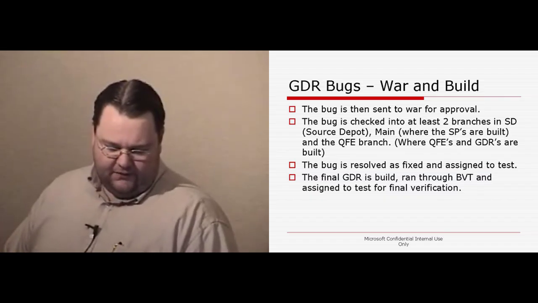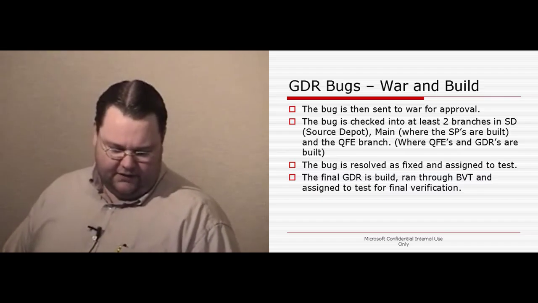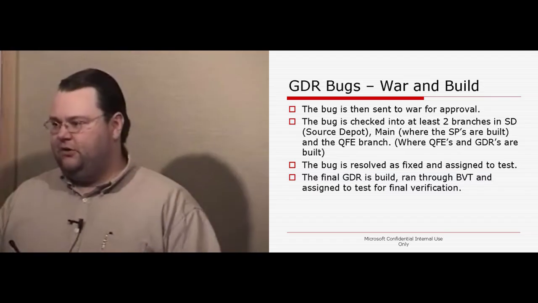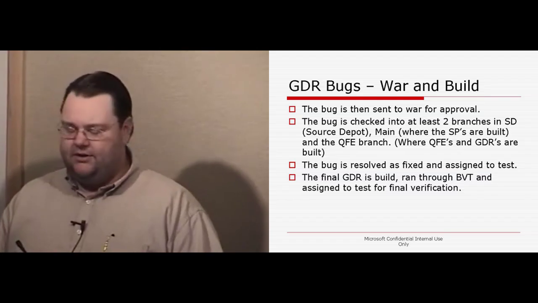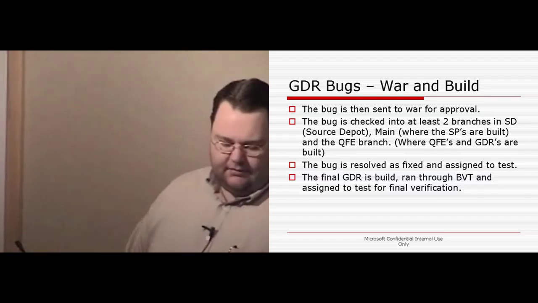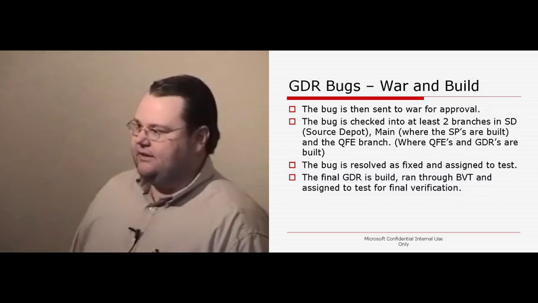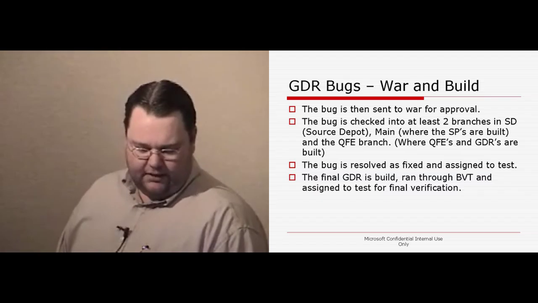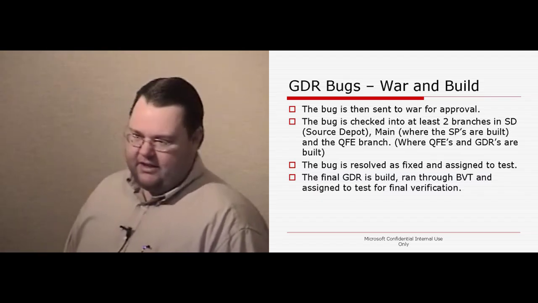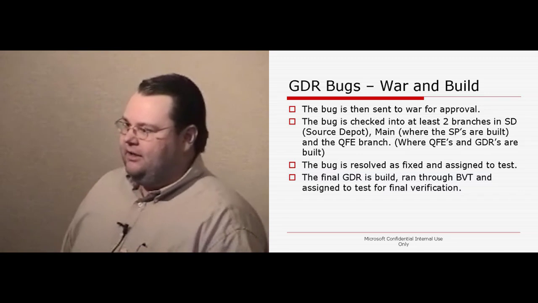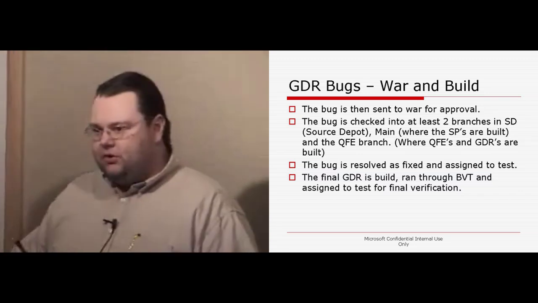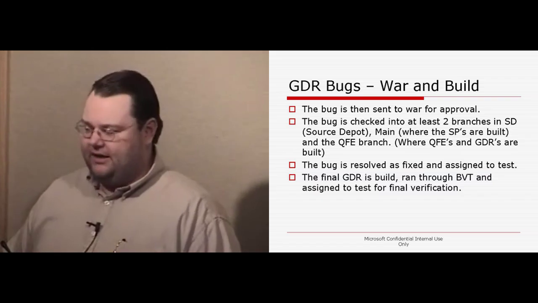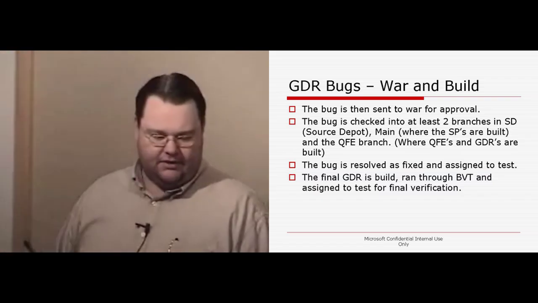The bug gets resolved as fixed, and it gets assigned back to test, and the final GDR is built and run through BBT. So again, as soon as the official build comes out, the official package, it gets signed, it gets all that good stuff, and then it runs through the BBT process again, to verify that the final build package is good and that it doesn't have any basic errors in it. Then it'll get assigned back to test, so you'll get that build again. It should look just like the private, except now it's the final package that the customer is going to see. It's been signed, and it should be the last package that goes out the door.